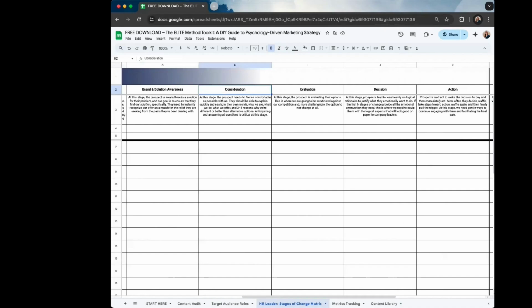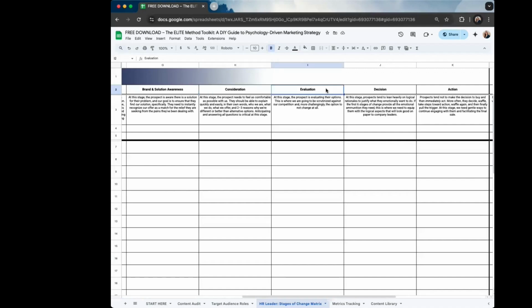At this stage, the prospect needs to feel as comfortable with you as possible. They should be able to explain quickly and easily in their own words who you are, what you do, what you offer, and 2 to 3 reasons why you're different or better than alternative options. Anticipating and answering all questions is critical at this stage.